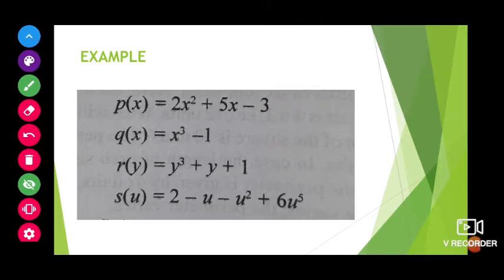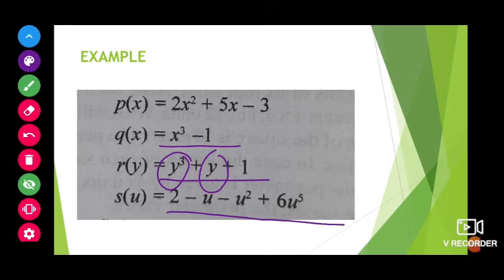Next, in the same way, x to the power 3 minus 1. Each and every term is in the form of a x to the power n. Here n is any natural number or 0. Here also there is a single variable, y cube, y term. Only a single variable is used.